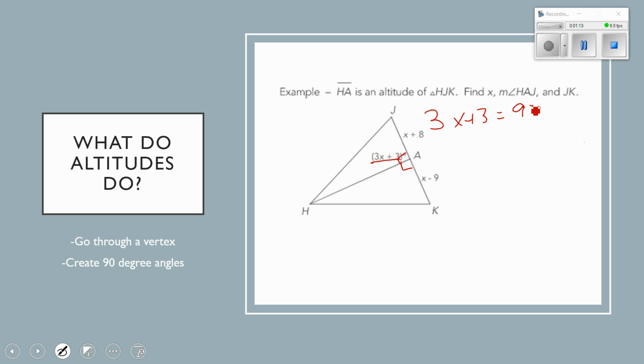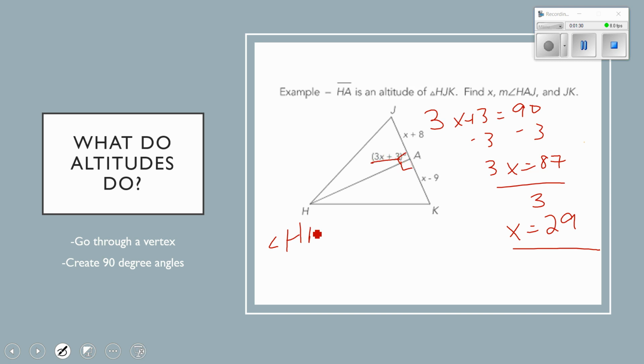And this is an equation we can use to now solve for x. If you subtract 3, you get 3x equals 87. Divide by 3, you get x equals 29. So I've now solved for x. I know the measure of HAJ was a 90-degree angle, so I've solved for that as well.